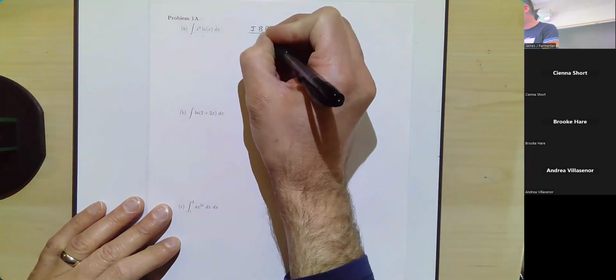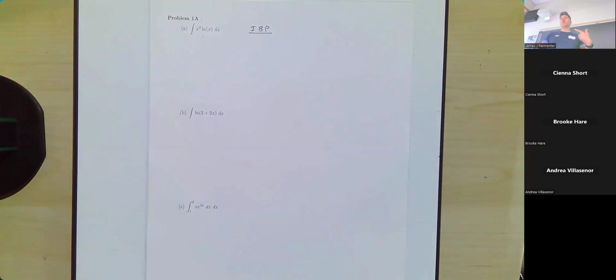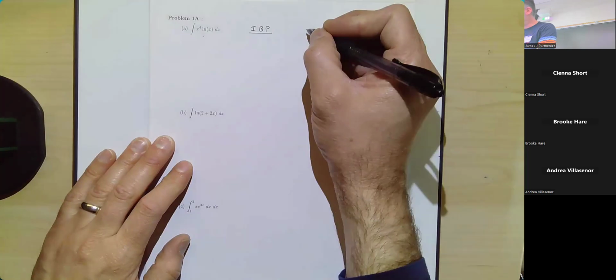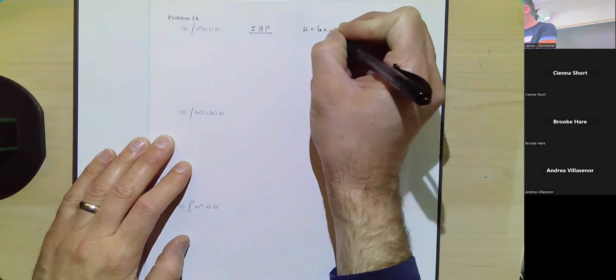Now be careful here. For some reason, a lot of people, when they start doing integration by parts, if they can, want to let u equal the x to a power. And that's not the right choice if you have a logarithm. If you have integration by parts, you should always be letting u equal the natural log if you have a natural log. So we're going to let u equal the natural log of x.